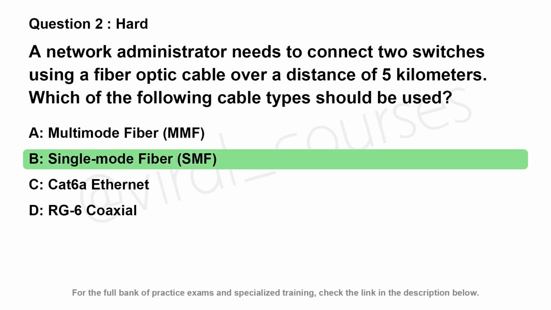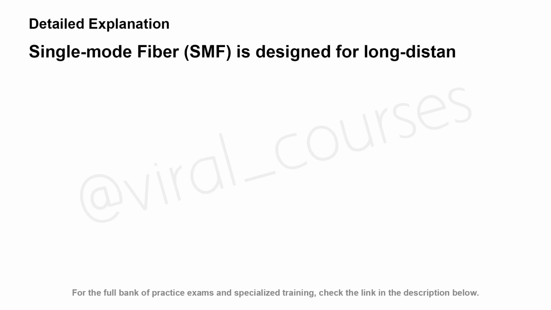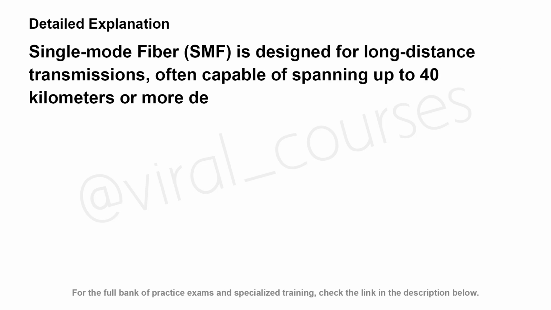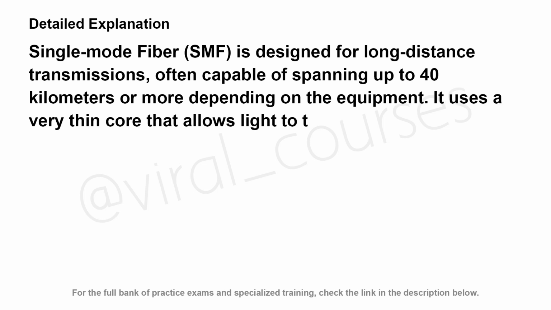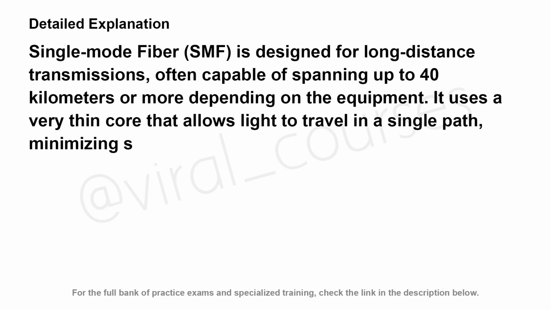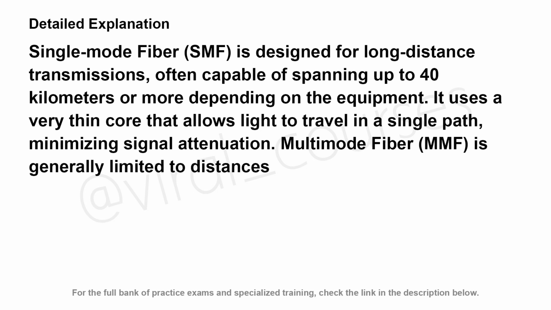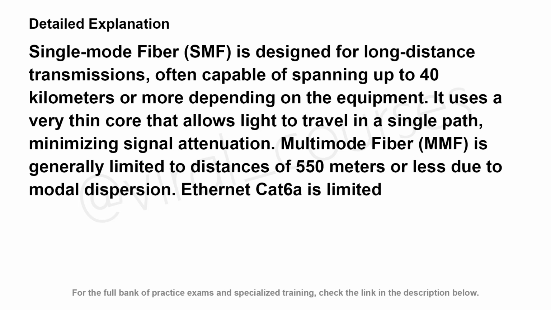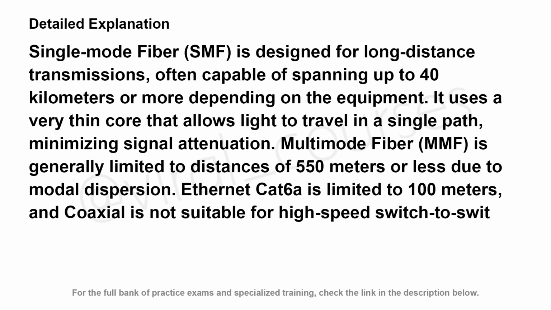The correct answer is B. Single-mode fiber, SMF, is designed for long-distance transmissions, often capable of spanning up to 40 kilometers or more depending on the equipment. It uses a very thin core that allows light to travel in a single path, minimizing signal attenuation. Multi-mode fiber, MMF, is generally limited to distances of 550 meters or less due to modal dispersion. Ethernet Cat6a is limited to 100 meters, and coaxial is not suitable for high-speed switch-to-switch trunking over kilometers.